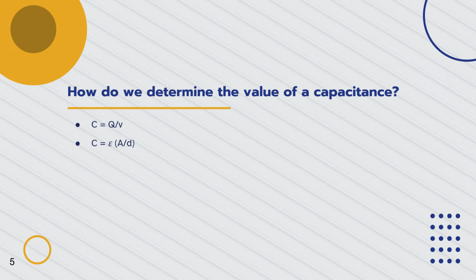How do we determine the value of capacitance? There are two main equations to determine the value of capacitance. These are C equals Q over V, where C is the capacitance in farads, Q is the electric charge in coulombs, and V is the voltage between the capacitor's plates in volts. The capacitance C of the plate capacitor is equal to the permittivity times the plate area A divided by the gap or distance between the plates D.